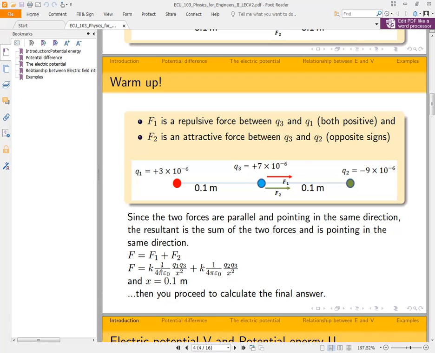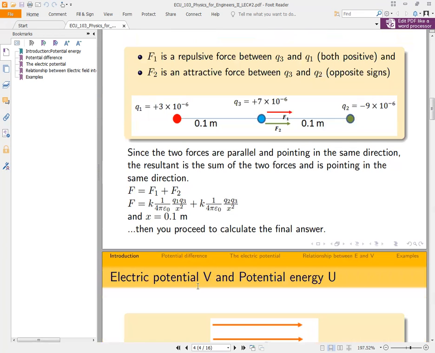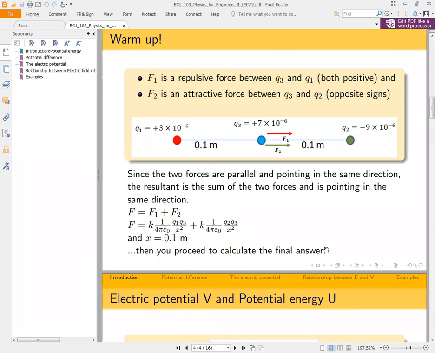Once you get the two forces, use Coulomb's law to get F1 and F2, then you add. Remember the distance between the charges is 0.1. So you proceed and you get your final answer. Okay, so the answer is not indicated, but I expect you to get an answer. Whatever answer you get, if you want to confirm whether you're right or wrong, you know how to get in touch. Do that and let me get a feedback of how you have done this warm-up question.